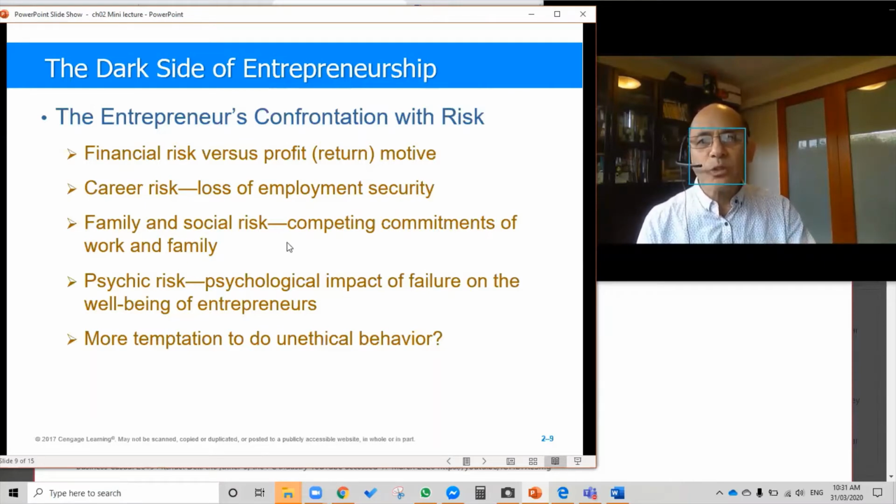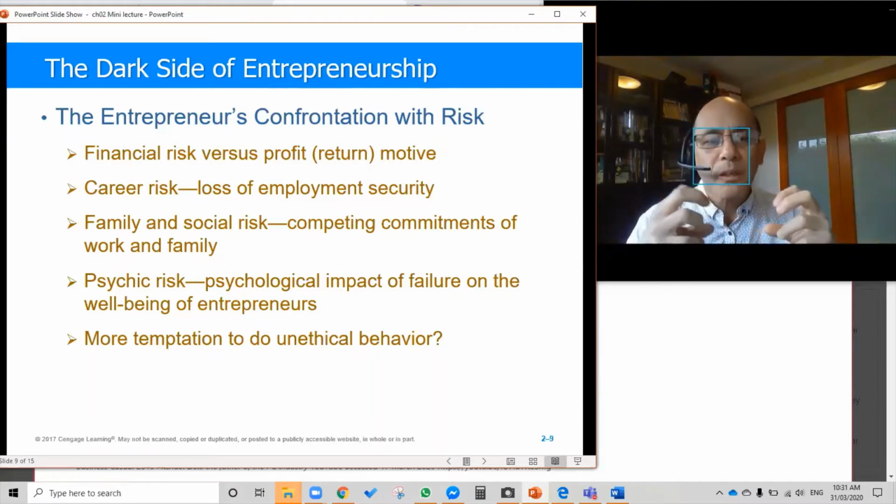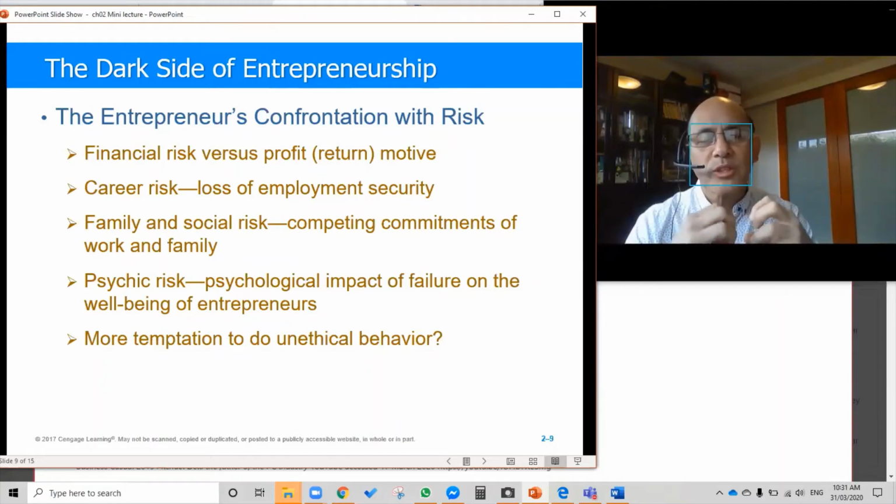There's a family and social risk, which means there are commitments to work, and you also have a commitment to your family. And oftentimes those are two forces that don't necessarily go together. If work requires a lot of commitment, then it may take away time from your family.